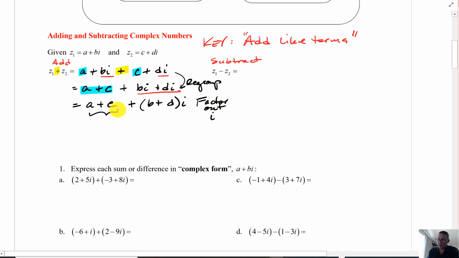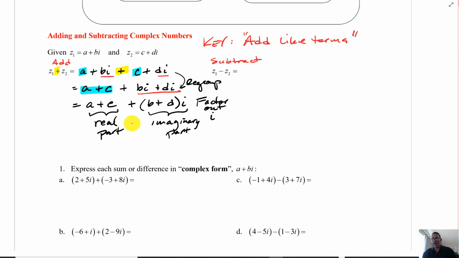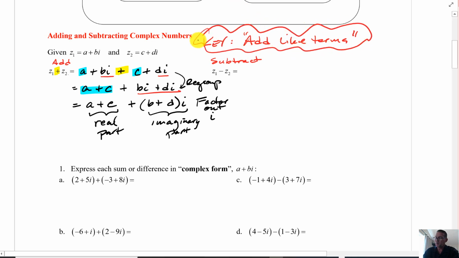So this portion right here is the real portion, or you can just say real. And this right here is the imaginary part. So it has a real part and an imaginary part. So you add the real parts together, then you add the imaginary parts together. That's all you do when you add complex numbers. That's why I said this part is pretty basic, as long as you understand one basic concept, and that is to simply add like terms.